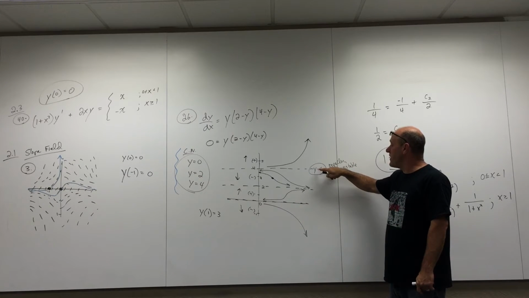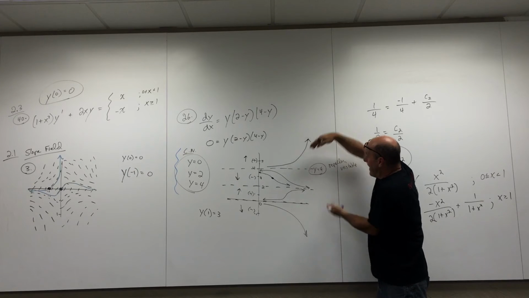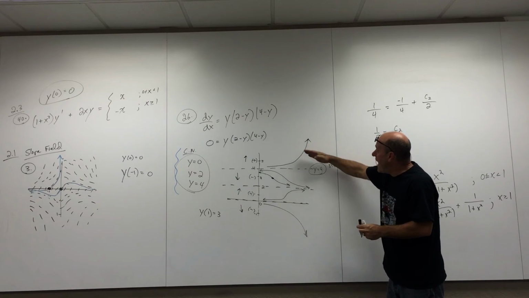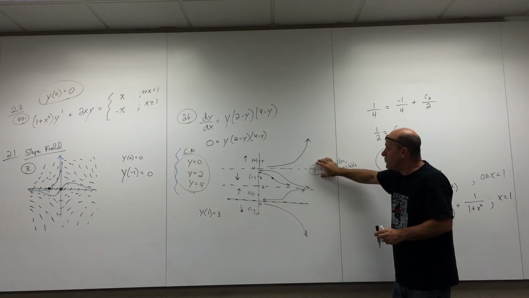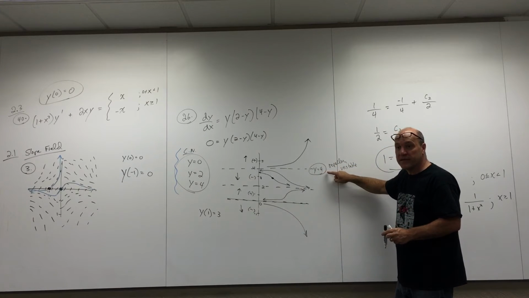Why is he an unstable repeller? Because look, he's repelling. Nobody is being attracted to him. From the upper side, and from the lower side, nobody's being attracted to this critical number. He's a repeller.